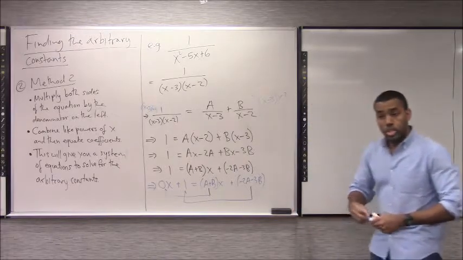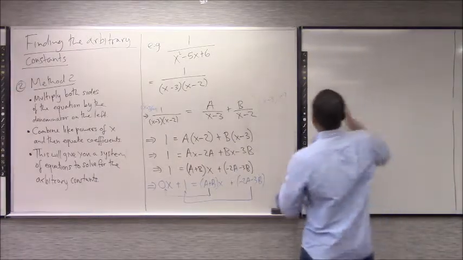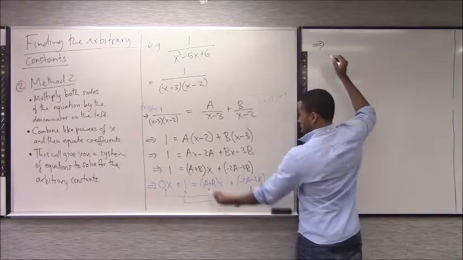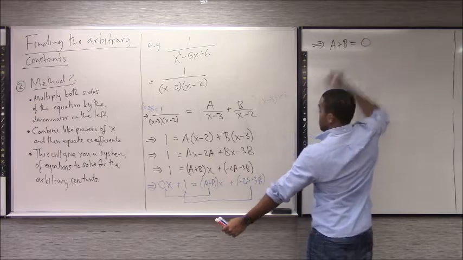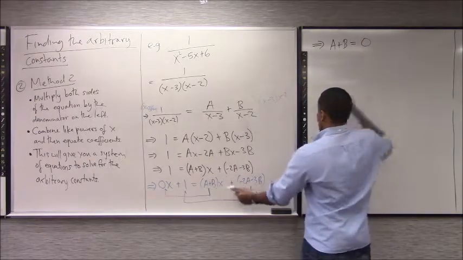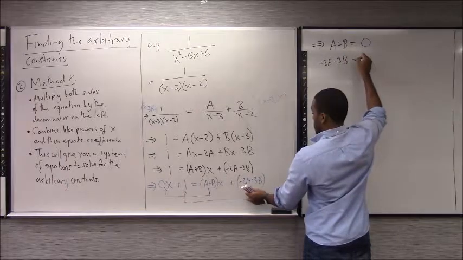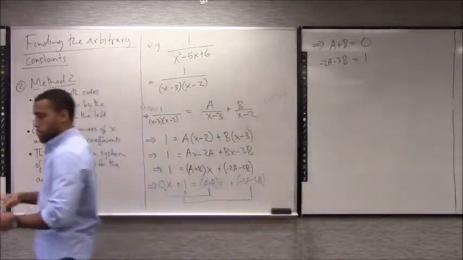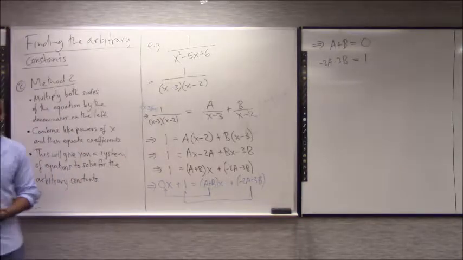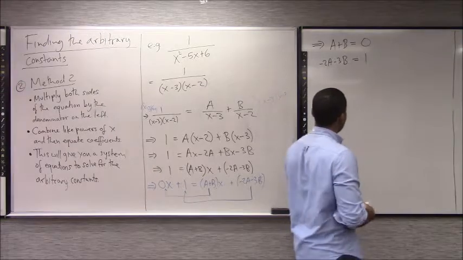So now I obtain two equations. This means that a plus b must be equal to 0, and minus 2a minus 3b must be equal to 1. So I end up with a system of equations. Two equations, two unknowns. And so now I just solve that system. How do we solve this system?